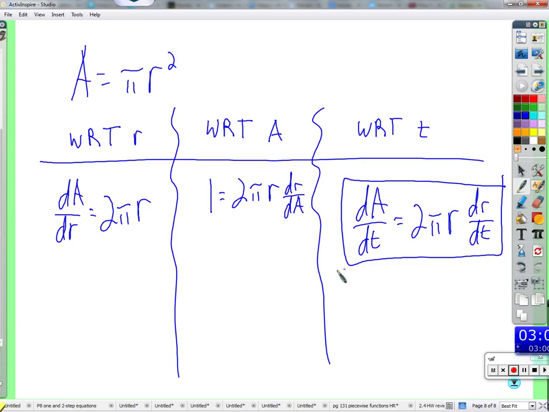Right? Our main focus here is taking derivatives of functions with x and y in them with respect to x, both sides, solving for dy dx. That's our main concern here. Okay?